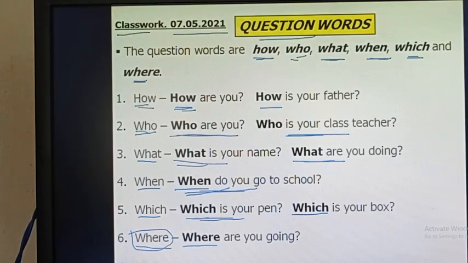Which is your pen, which is your box, which is your pet, which is your house. Show me which is your house. Then where are you going? Then where do you stay, where do you live, where do you play. This is a question about place. So good then children, this is how we are going to use the question words in our questions.